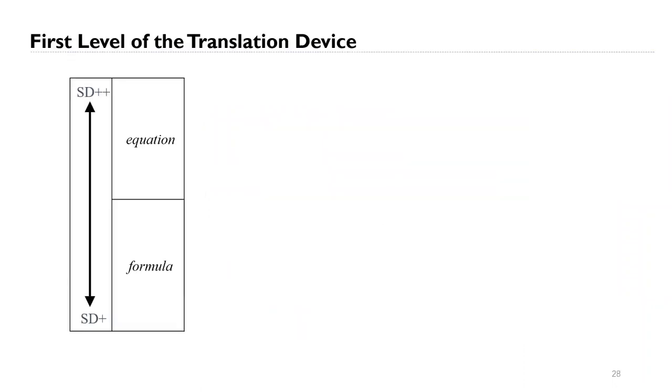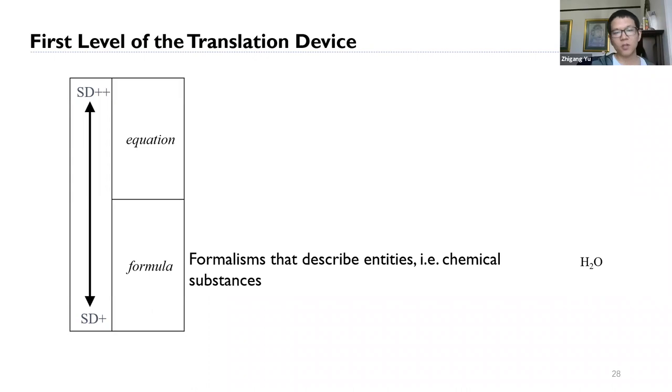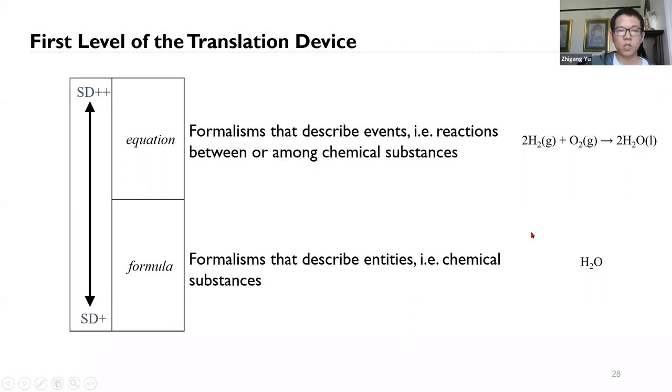So at the first level of the translating device, we can distinguish between formula and equation. Formula refers to formulas that describe entities, that is, a chemical substance. For example, this is a water molecule, an entity, a chemical substance. Whereas equation refers to formulas that describe events, that is, reactions between or among chemical substances. For example, this is hydrogen gas and oxygen gas together forming water, liquid water.